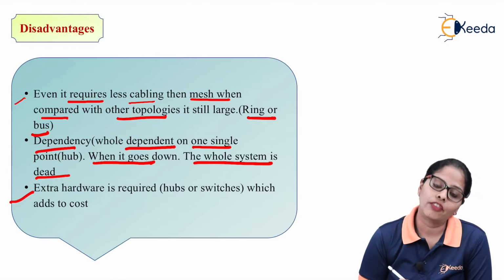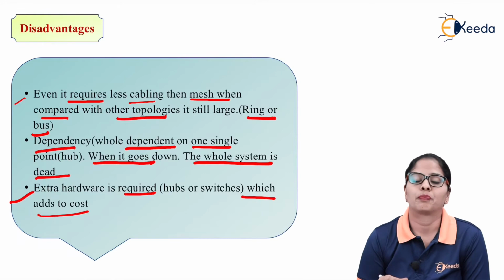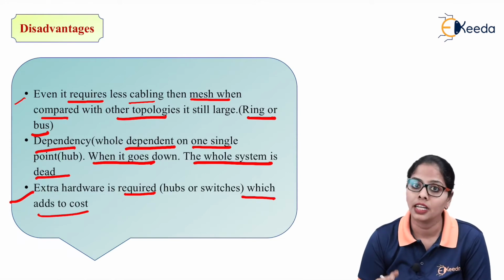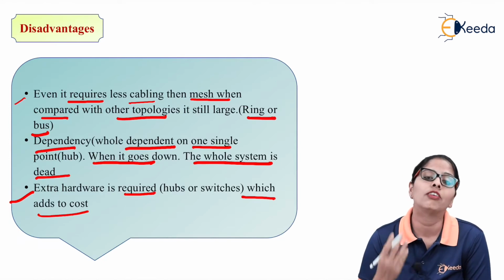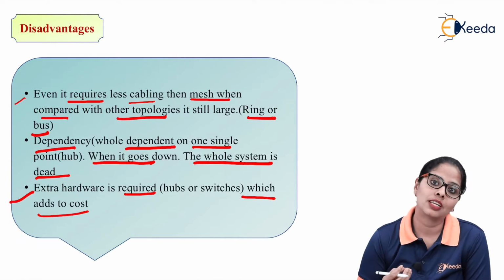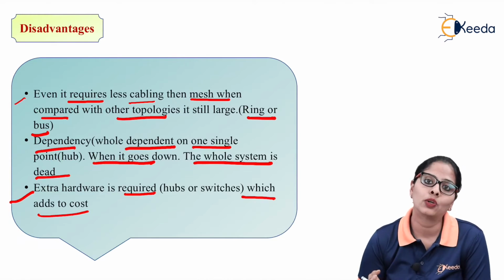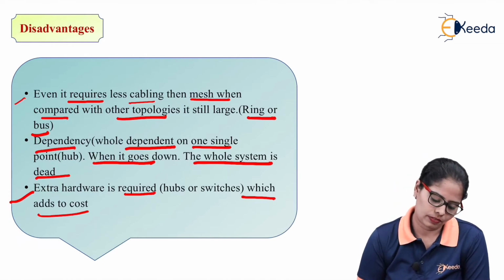The extra hardware required over here, that is the hub, adds to the cost. As you know, the cabling cost is there because you are adding a dedicated link between the hub and each device, as well as the cost of the hub itself being more. So because of that, the overall cost is expensive as compared to the remaining topologies.